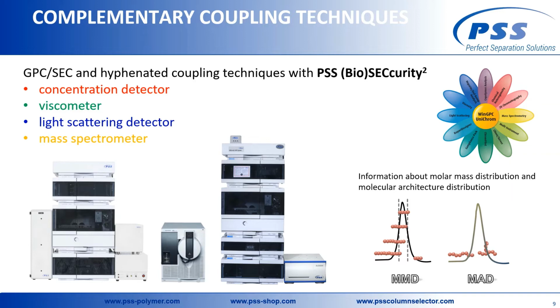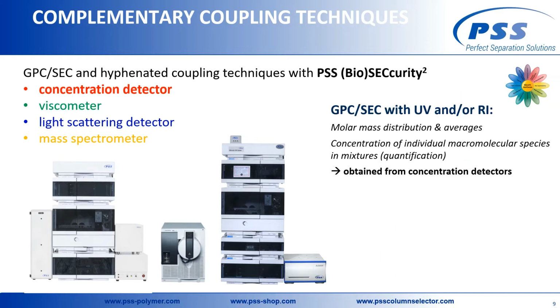PSS therefore offers the WinGPC UniChrom software, which enables recording and evaluating data for GPC-SEC systems, such as the PSS SECurity Square, which is further compatible for hyphenation with various detection techniques, including concentration detectors, molar mass sensitive detectors, such as the viscometer or light scattering detector, and mass spectrometry. The GPC-SEC hyphenation with concentration detectors, such as the UV and RI detector, allows for the determination of molar mass distributions and averages, but is also commonly used to quantify the amount of individual macromolecular species in the mixture.